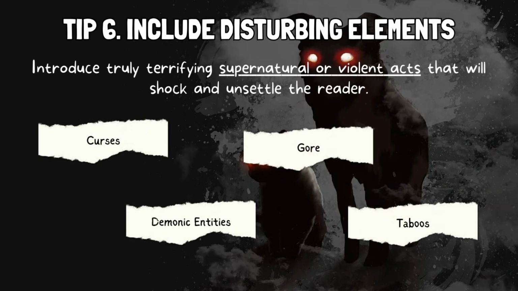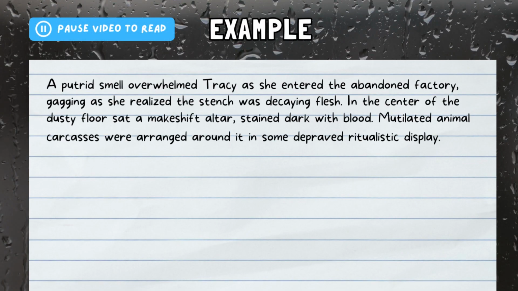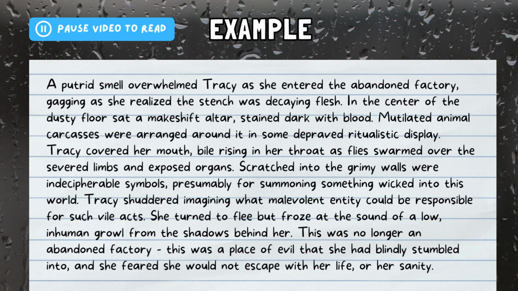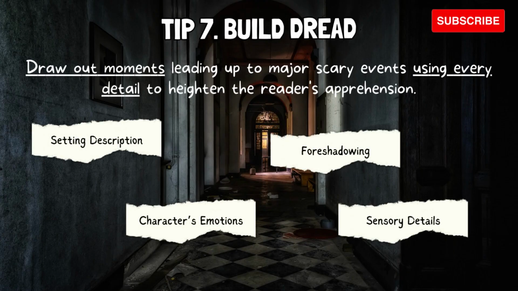Tip 6. Include disturbing elements. Introduce truly terrifying supernatural or violent acts that will shock and unsettle the reader. Some of these elements may include curses, demonic entities, violence and gore, taboos, unthinkable acts, heinous crimes and exploring the dark corners of the human mind. This will create a sense of dread and unease for the reader. This example uses graphic descriptions of gore, unsettling rituals, and sinister sounds aiming to disturb the reader with truly horrifying elements.